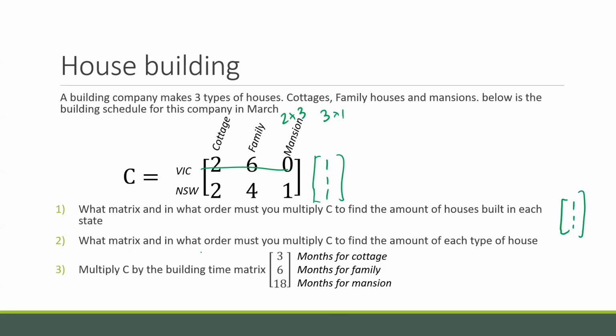What matrix, and in what order, must you multiply C by to get the amount of each type of house? So what would you do? What would you need to multiply? And what would you do for 2? I want you to let me know what you think you would need to do for 2. There's a reason that I'm doing this, by the way.